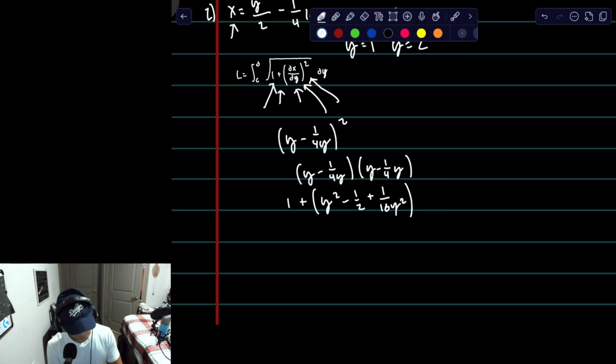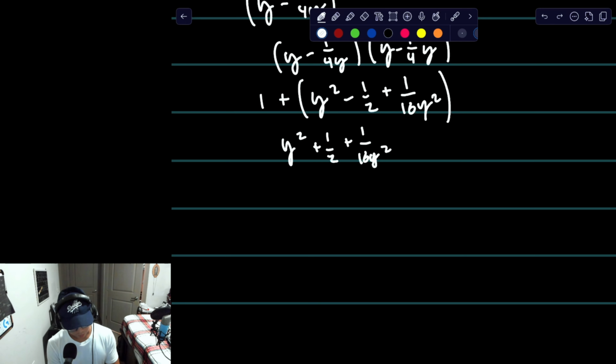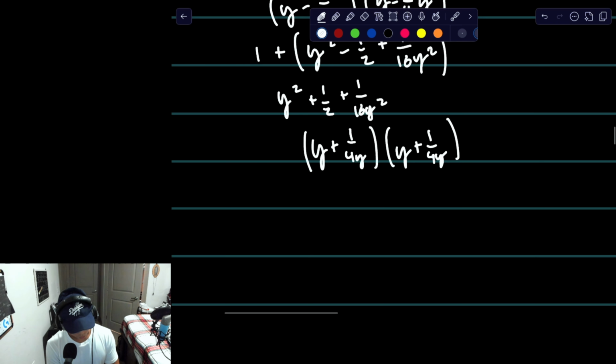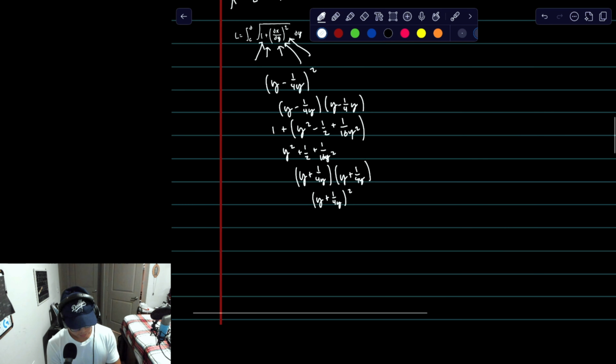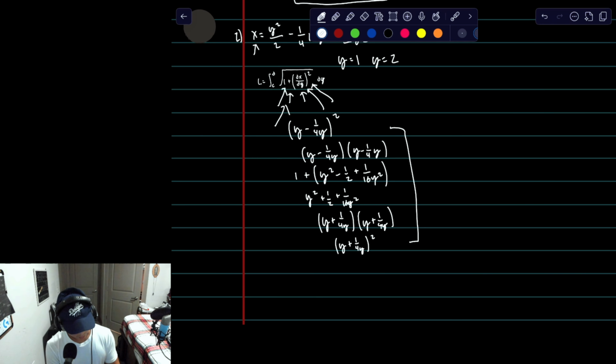So 1 plus this inner function simply gets us y squared plus 1/2 plus 1 over 16y squared. Now to make things simple, you have to recognize that this is a perfect square, because this is equivalent to y plus 1 over 4y times y plus 1 over 4y. So if you merge those together, you get y plus 1 over 4y, squared. And again, this entire thing solved for the inside of the square root over here, which has so many arrows.